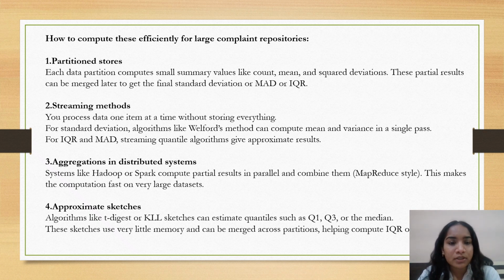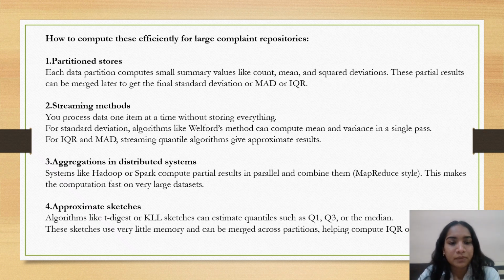Then second is streaming methods. These are the methods that process one record at a time without storing the full data set. For standard deviation, we use Welford's method, which computes mean and variance in a single pass. Then for IQR and median absolute deviation, we use special streaming quantile algorithms which give approximate results.